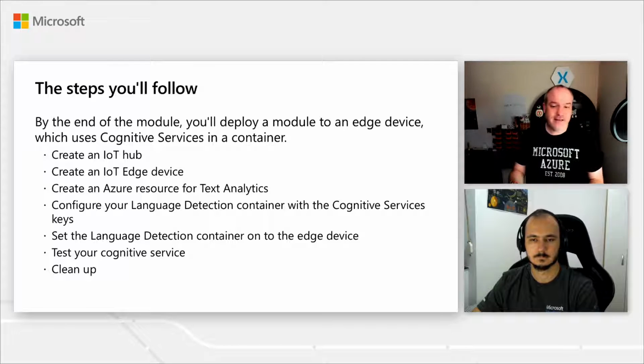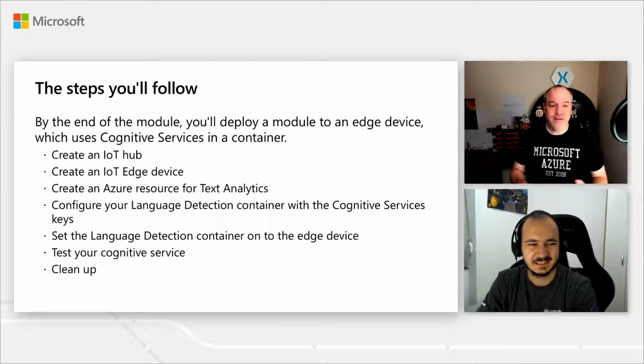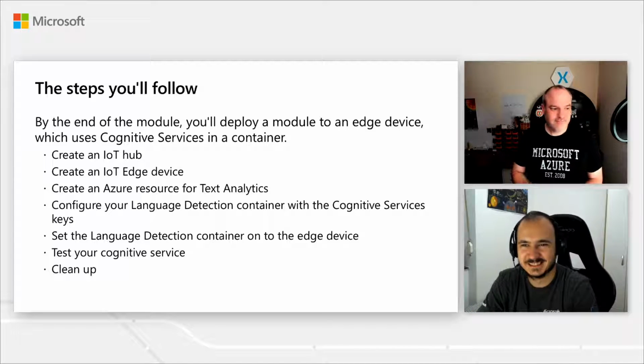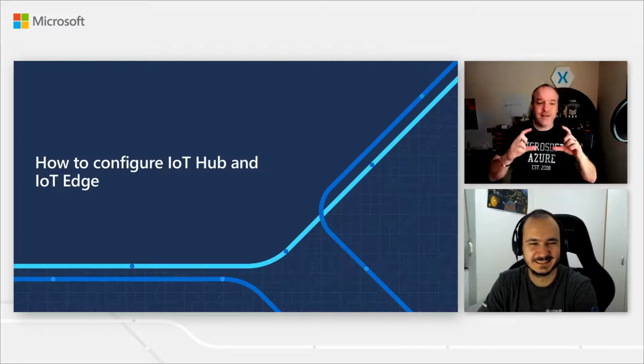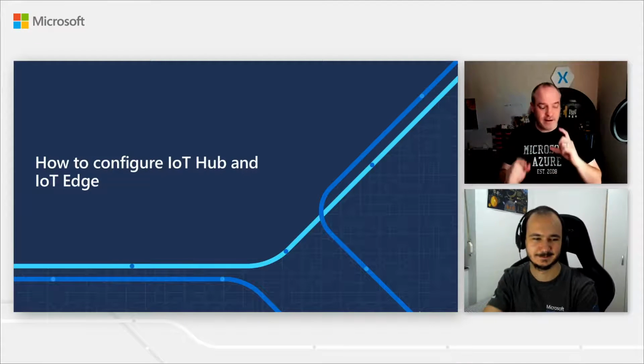Then we have to set up the container on IoT Edge, and then we're going to test it out. And then we're going to clean up right at the end. Sounds like a fun set of steps, doesn't it? Yeah, let's start. So let's take the first section. Let's look at configuring Hub and IoT Edge.